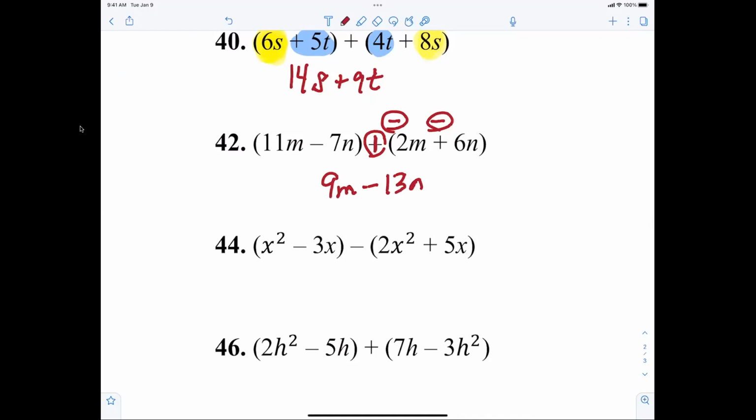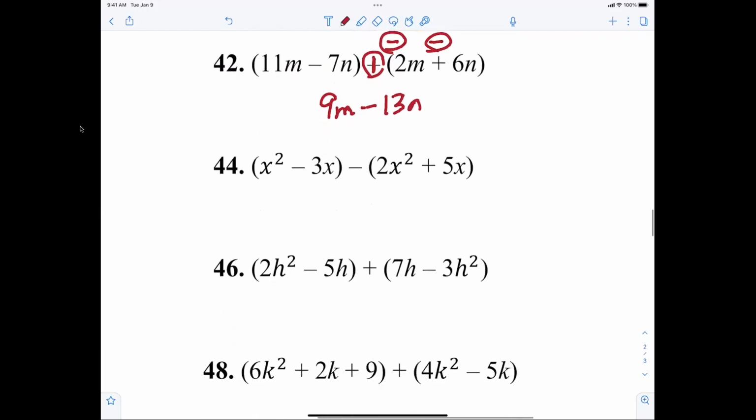All right, Forrest, what's up? What do I do? You distribute. That's right. So this becomes a plus. What happens to the 2x squared? And what happens to the 5x? So tell me what's next. So it would be 2x... do you combine? Negative 1x squared. Good. And then minus 8x. That's it. That's all there is to it.